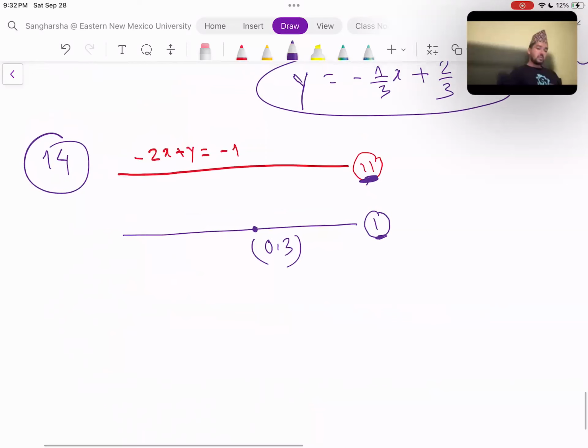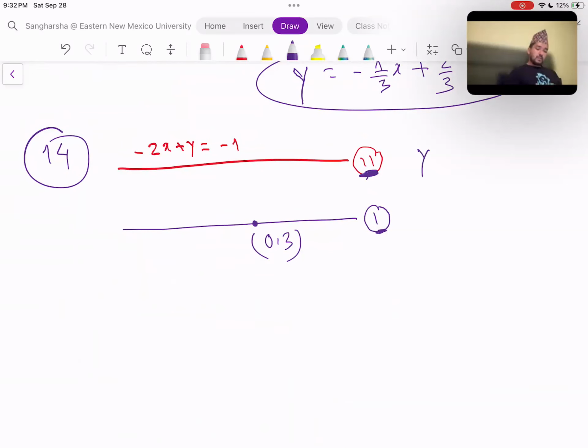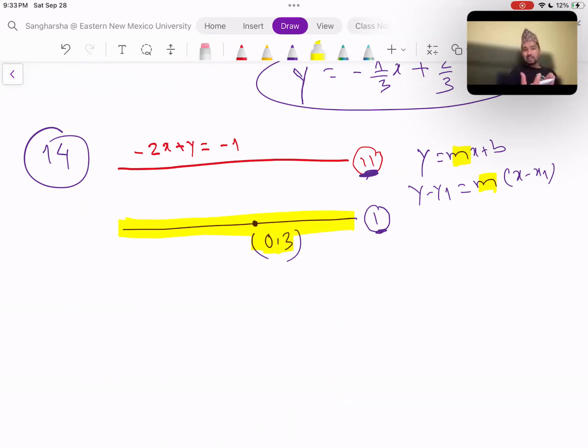Same concept: whenever you are finding the equation of a line, you're going to choose one option out of two. That is y equals mx plus b, or y minus y1 equals m times x minus x1. Now, which one do we use? It doesn't matter which you use, you need to know the slope of the line. Are we given the slope of this line? We don't have a slope. We only have a point through which this line passes. So we don't have any idea of the slope here.